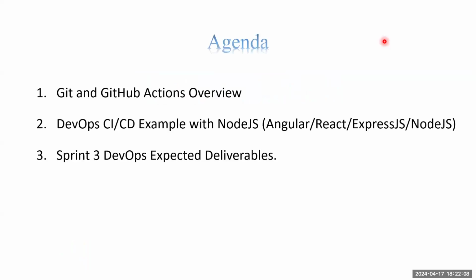The main agenda of today's recording is to explain an overview of Git, GitHub and GitHub Actions. Along with that, a small example of creating an Angular project, how I automated it with a DevOps pipeline and deployed it to the live environment. And what we are expecting in the Sprint 3 submission for DevOps integration in your own project.